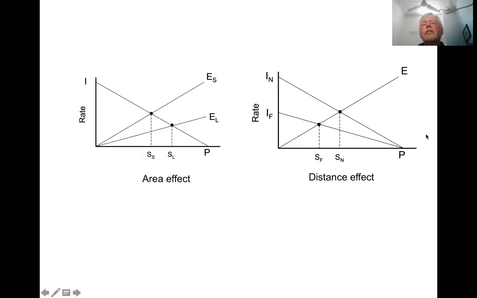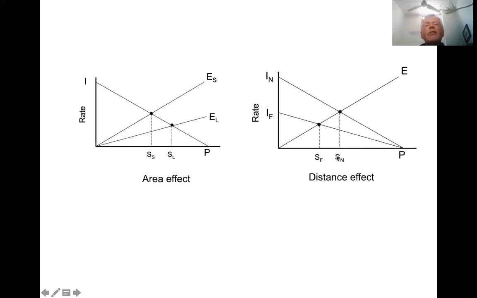We can also look at the distance effect. As islands get further and further from the mainland source, but otherwise remain the same. In the distance effect, immigration on the far island is going to be less than immigration on the near island. It's going to be harder for a species to get to an island that's a long ways away than it is for it to get to an island that's very close. And so there again, we see that the equilibrium species number on far islands is very much less than the equilibrium species number on near islands.